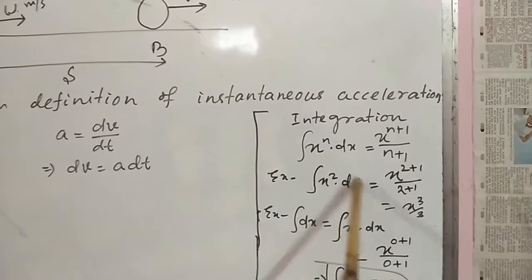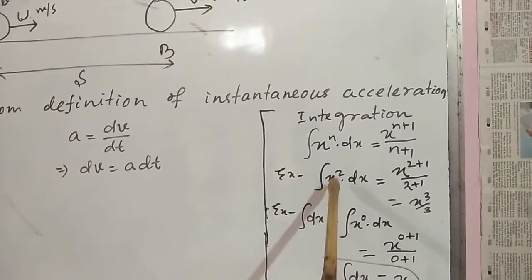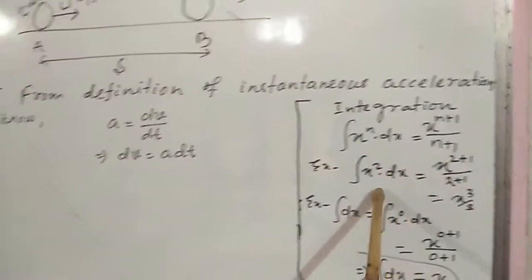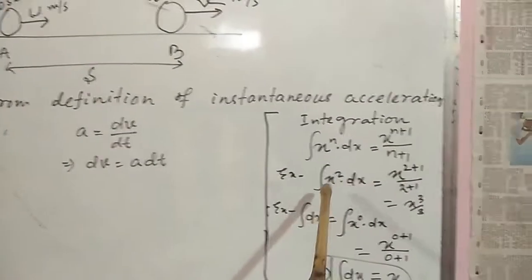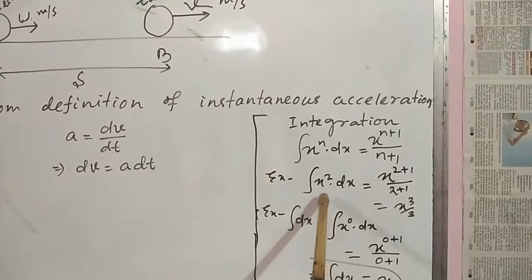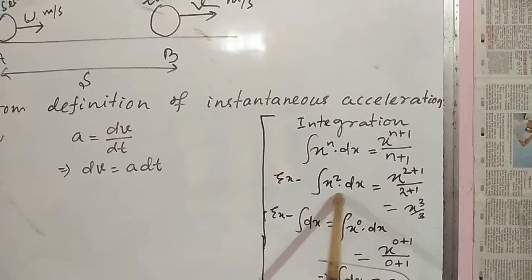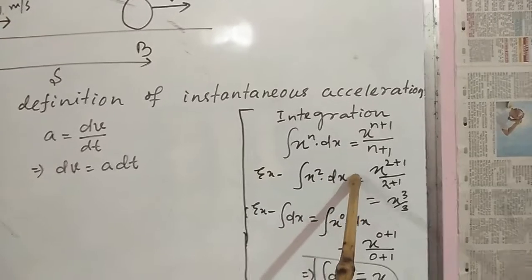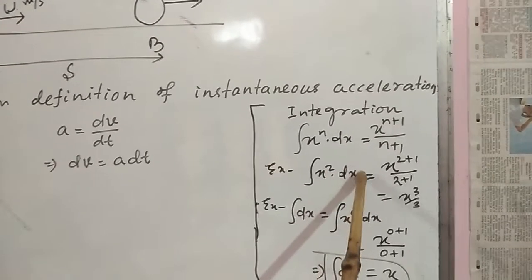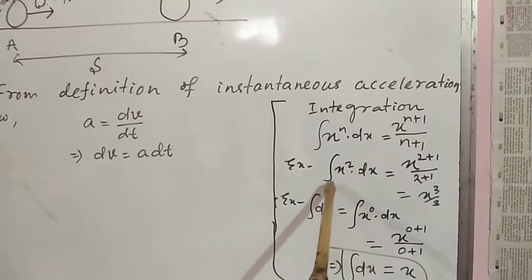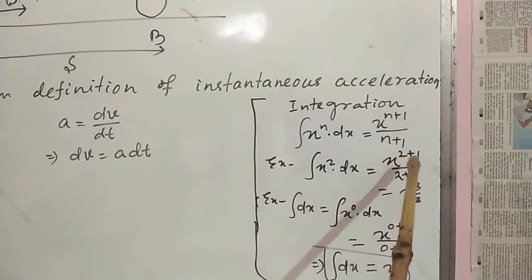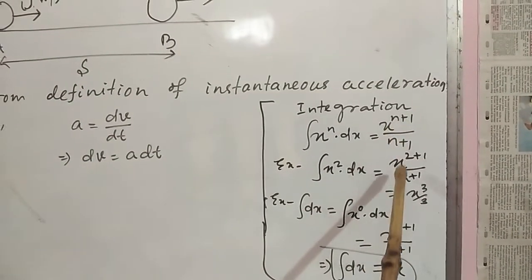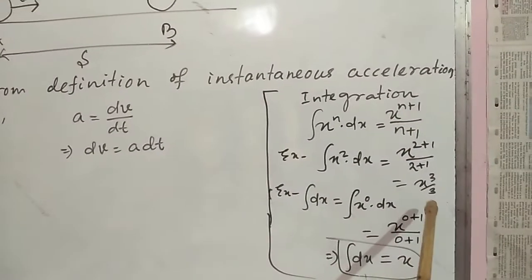Let us see an example of how it is carried out. Integration of x to the power 2 dx. dx means it is a small part of x. You cannot multiply x square with x from this d. Remember, dx is one thing, a small part of something. So integration of x to the power 2 dx is x to the power 2 plus 1 by 2 plus 1, that is x to the power 3 by 3.